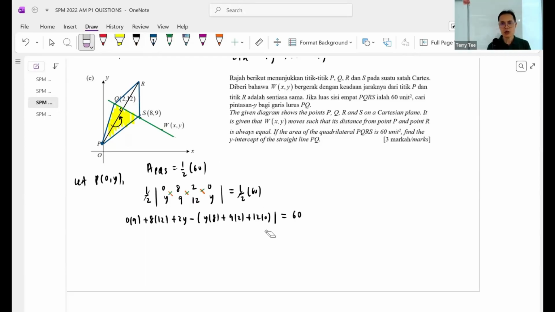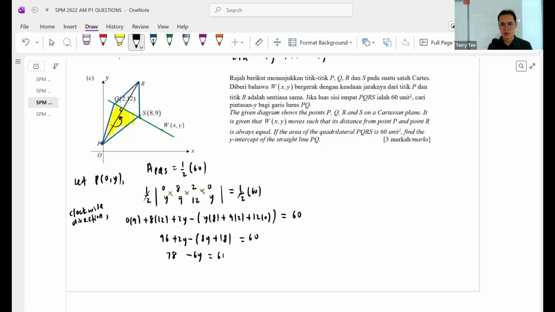I'm not doing both because I'm choosing the clockwise direction. So let me write here, I choose clockwise direction. When you choose clockwise direction, it is positive. So you don't have to do both. This is 96 plus 2y. This is 8y plus 18 equals 60. 2y minus 8y is negative 6y. 96 minus 18. 88, right? Sorry, it's 78. Yeah, 78.